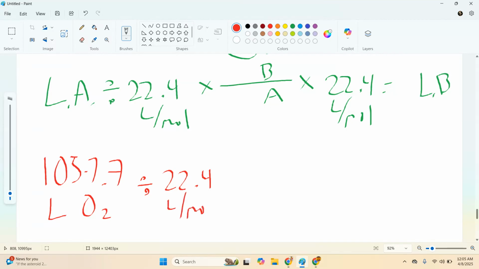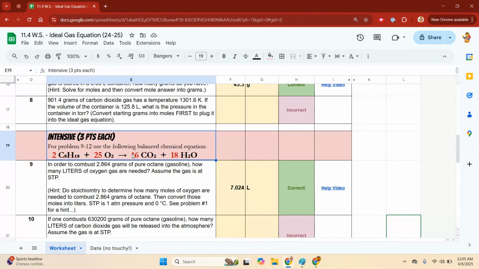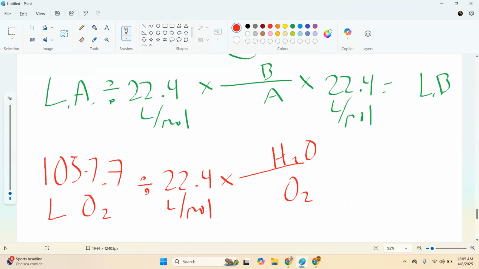Then we're going to multiply by a ratio. O2 goes on the bottom, and we're trying to convert into water vapor, H2O on top. From the balanced equation, from the worksheet, we see oxygen is 25 and water is 18. So 25 on the bottom, 18 on top. And then to convert moles of H2O back into liters, we're going to multiply by 22.4 liters per mole.